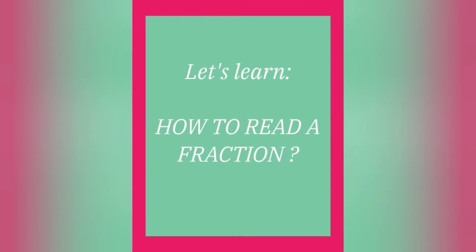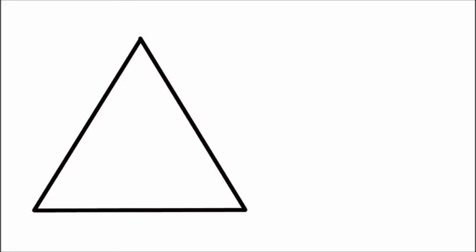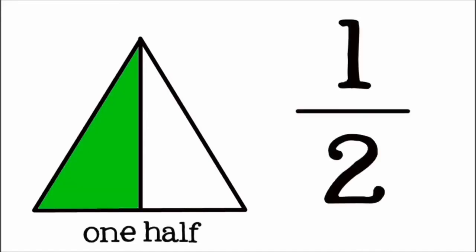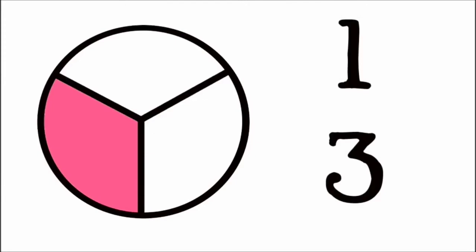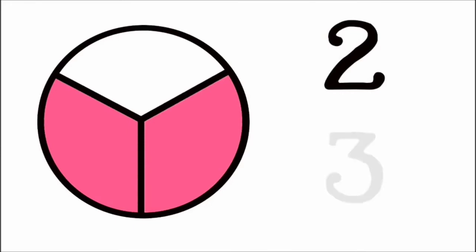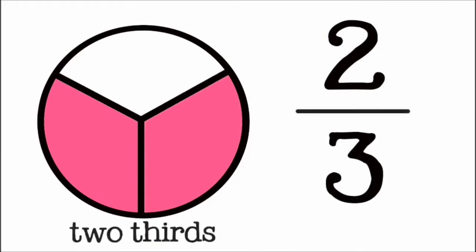Let's learn how to read a fraction. When something is divided into 2 equal parts, we call them halves. 1 piece out of 2 total pieces is 1/2. When something is divided into 3 equal parts, we call them thirds. 1 piece out of 3 total pieces is 1/3. 2 pieces out of 3 total pieces is 2/3.